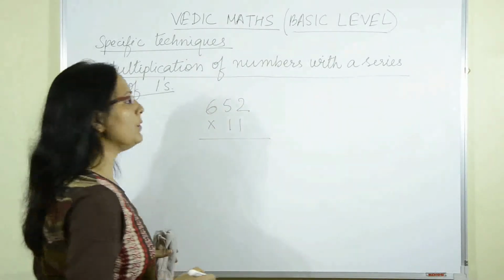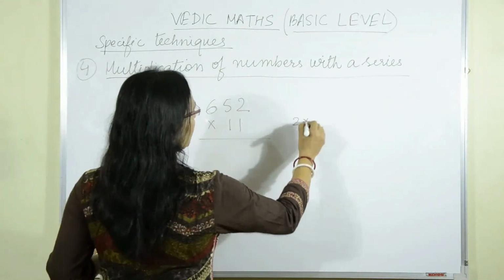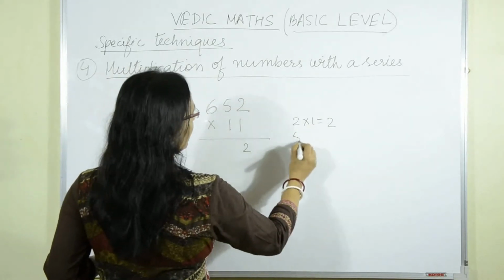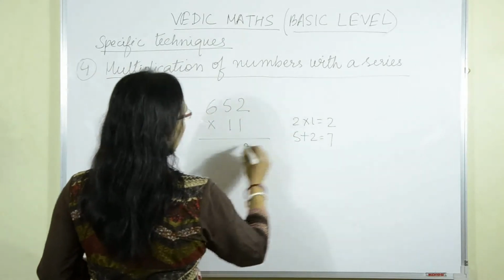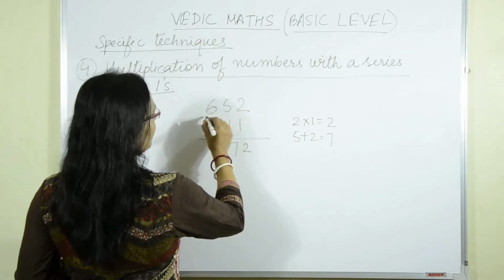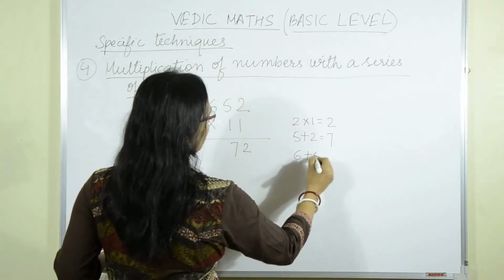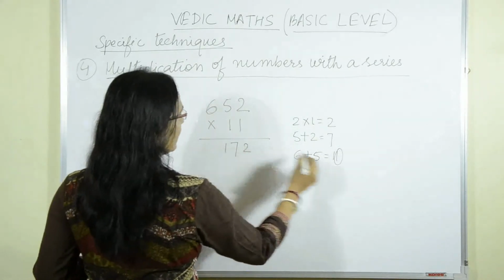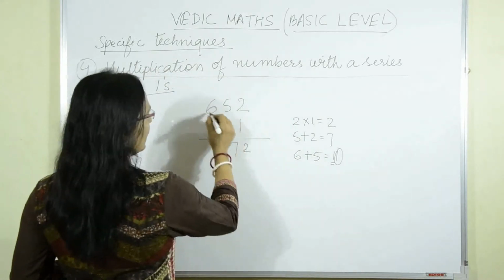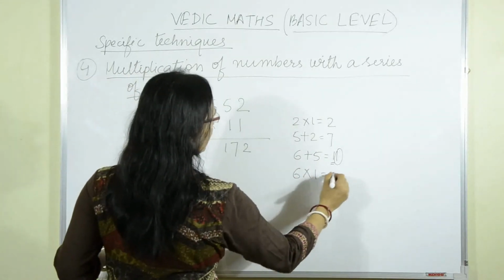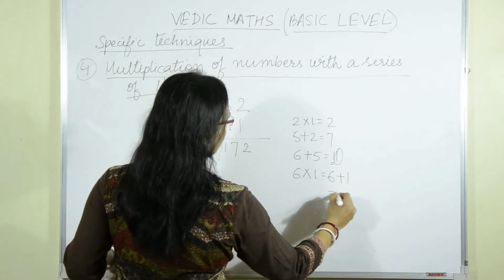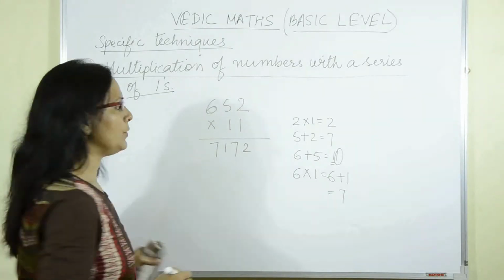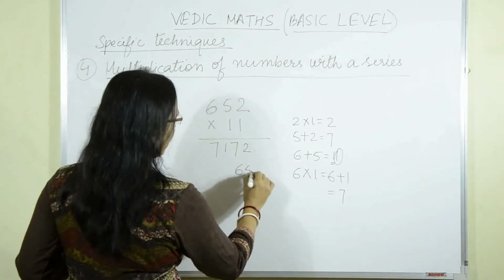Now here, how will we do? First step is 2 into 1, that is 2. I am writing here. Next I will add 5 plus 2, that is 7. I am writing here. Next I will add 6 plus 5. 6 plus 5 is 11. Out of this 11, I will take only this one here, and this one is carried over. Now last is 6 into 1 is 6, and with this one it becomes 7. So here the answer is 7172.